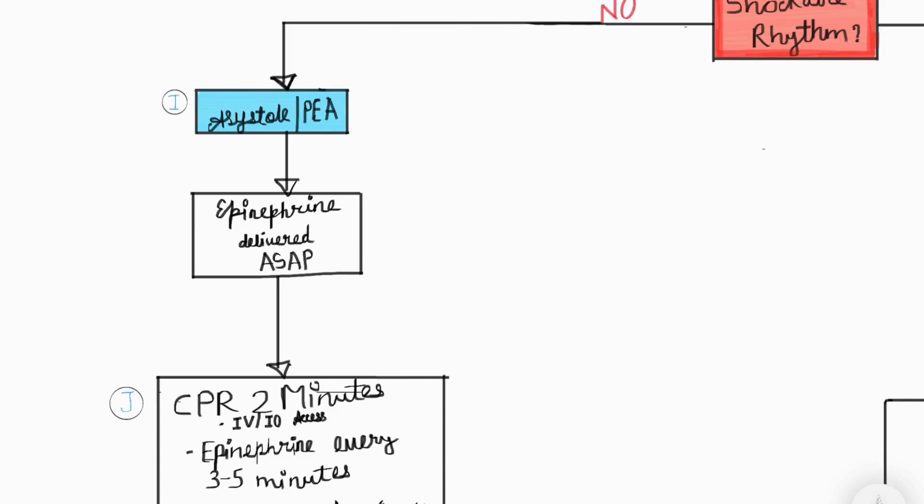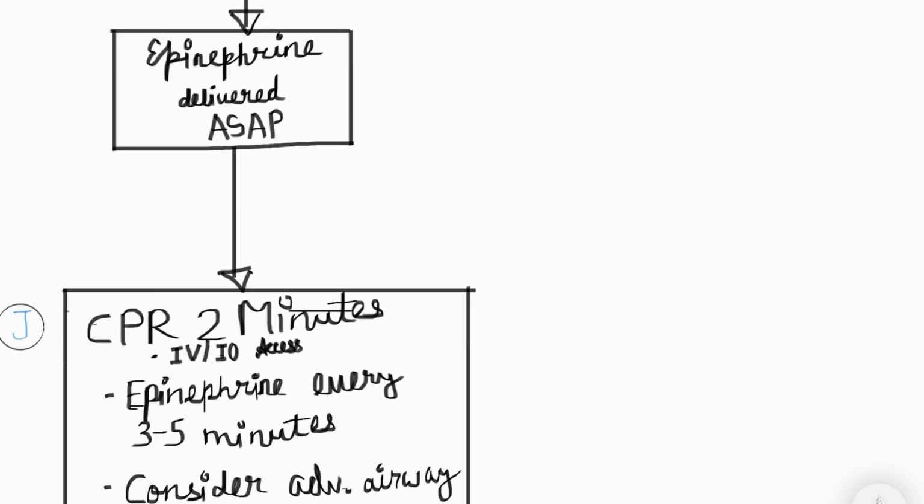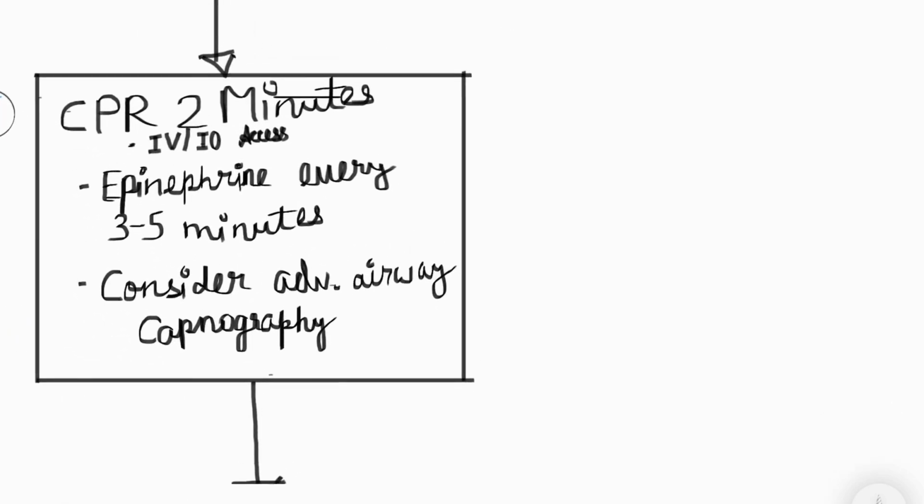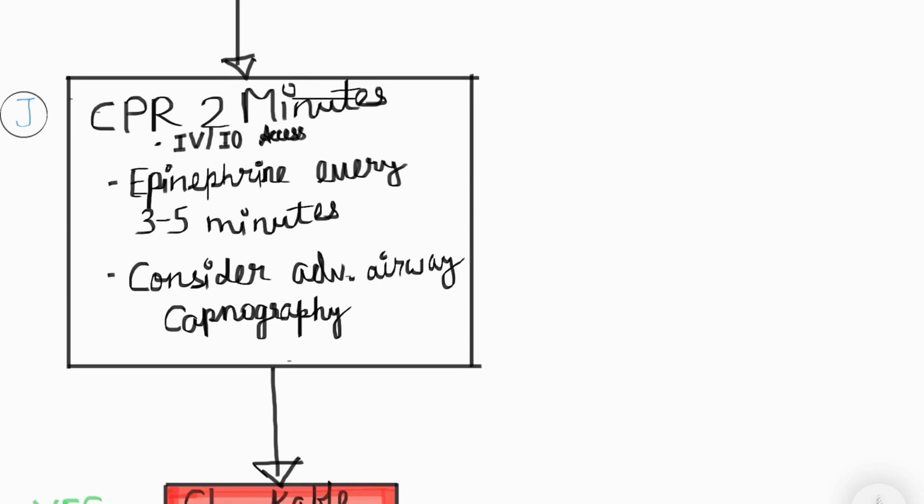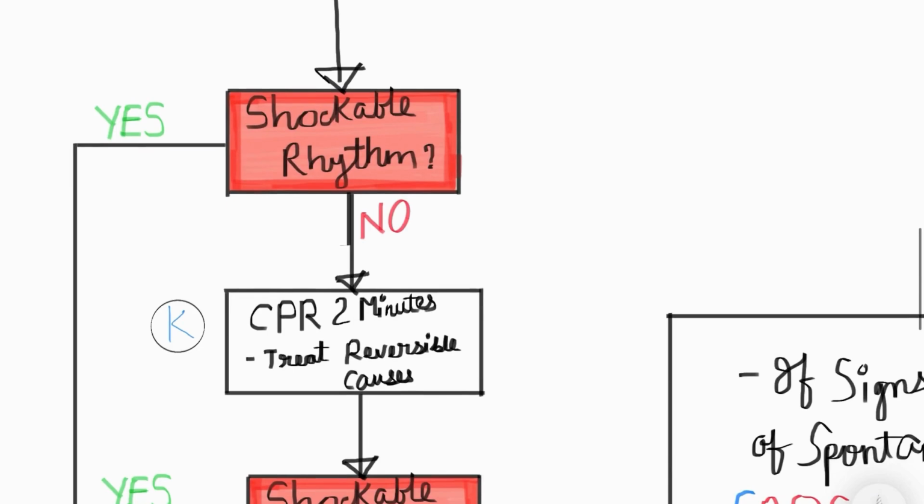If the rhythm is not shockable, then it may be asystole or pulseless electrical activity. In this case, give epinephrine as soon as possible and start CPR for 2 minutes, and give epinephrine every 3 to 5 minutes. Again check the rhythm, is it shockable or not shockable? If no, then start CPR for 2 minutes and treat the reversible causes.